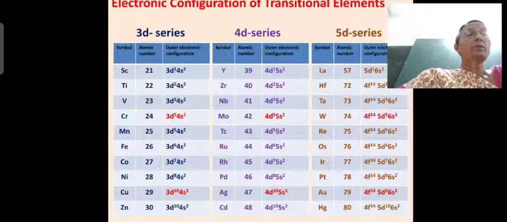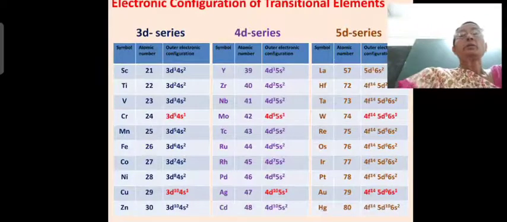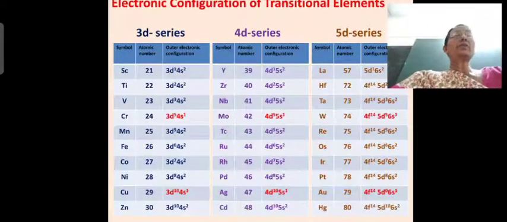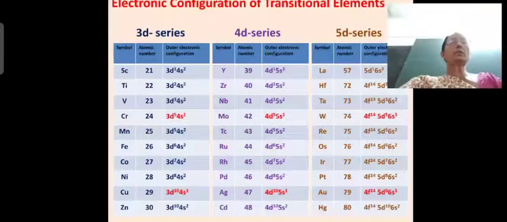So you can make out that it is having 5d10. It is not 5d0, it is 5d10, just like silver and then copper. So 4f14, 5d10 and then 6s1. Then you have the last element mercury, 4f14 and then 5d10 and then 6s2. Okay. So this is about the 3d series, 4d series and then the 5d series.